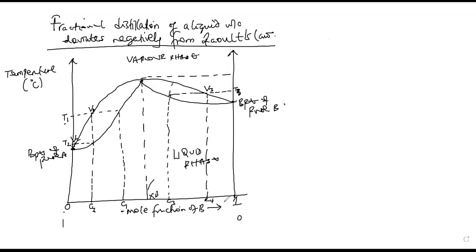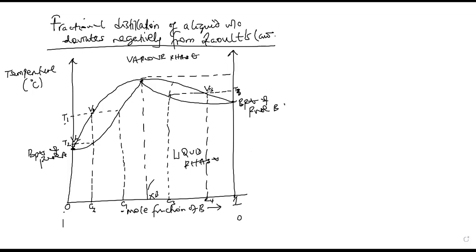Now, what if a liquid of composition C3 of B is the one which is heated? The moment you heat liquid of composition C3 of B, it will boil at a temperature T3, producing vapor V3, which is richer in B now, because we are going to the right of B. So it produces vapor V3, which is richer, all right?